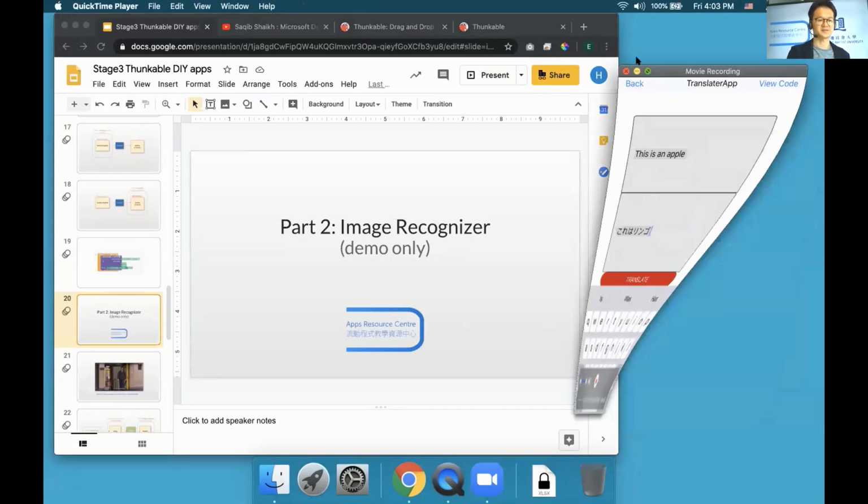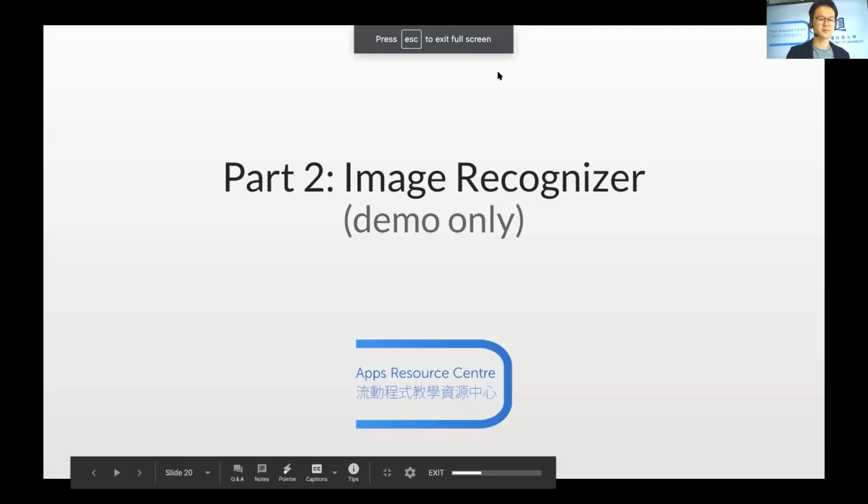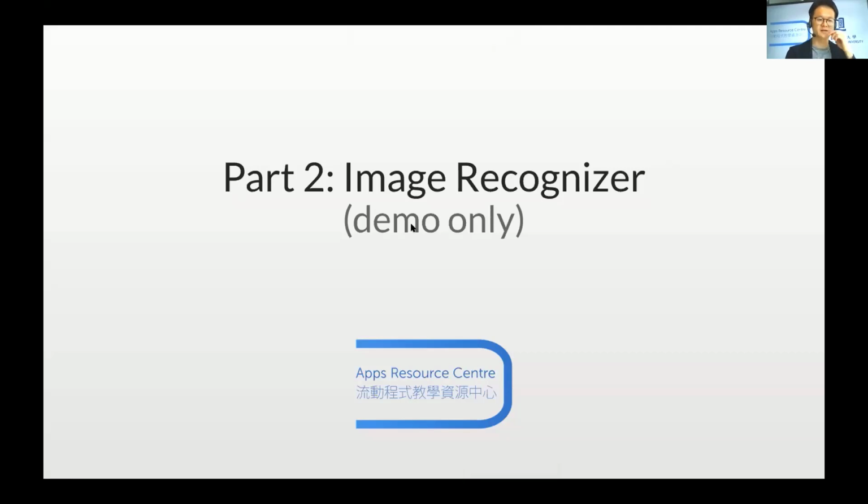So what's next? Now that we have some basic idea of what Thunkable is and how to use it, let's see. The second part I want to show you is the image recognizer. Okay, so again, this is demo only, so I'll show you how to make it, because it's a little bit more complex, so you won't be able to make it together.